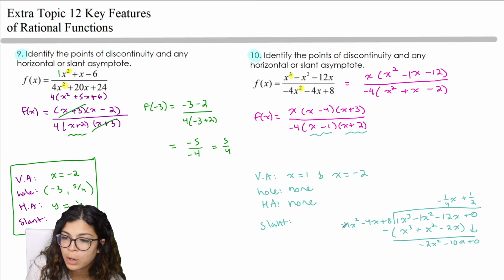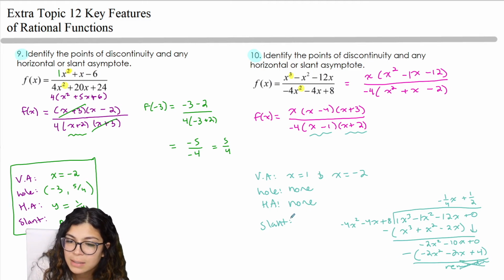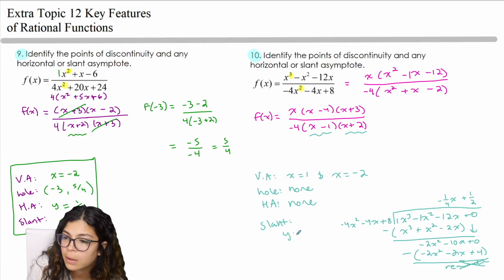1/2 times negative 4x squared would be that negative 2x squared. 1/2 times negative 4x would be negative 2x. 1/2 times 8 would be positive 4. And then we would subtract. Actually, this would give me the remainder, which I disregard anyway, so I don't need it. My slant is the line y equals what's up here: negative 1/4 x plus 1/2.